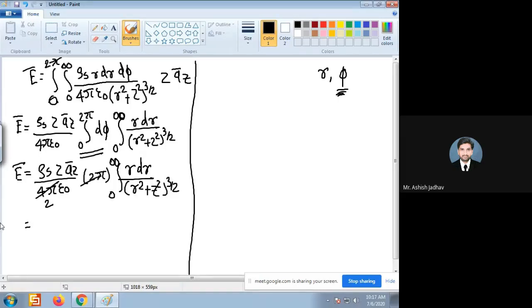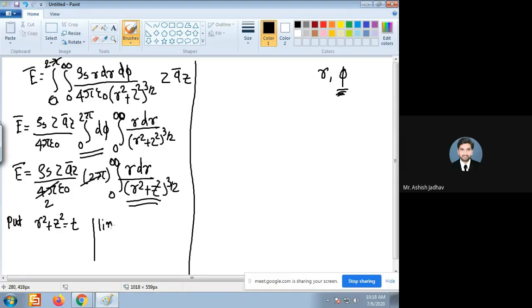So now what substitution we will do here, in place of this r square plus z square, I want to put it as t. So this substitution we will do, put r square plus z square is equal to t. So the limits are going to be changed. So what would be the limit now?